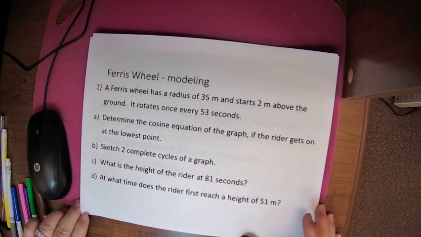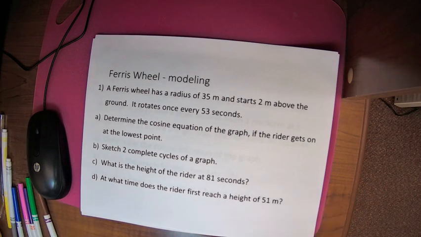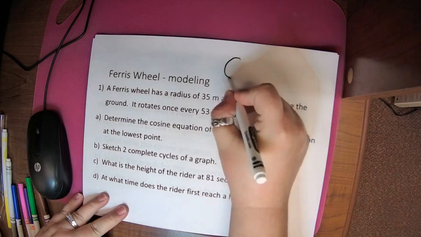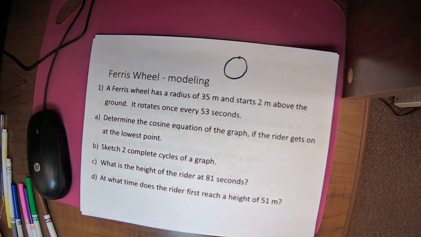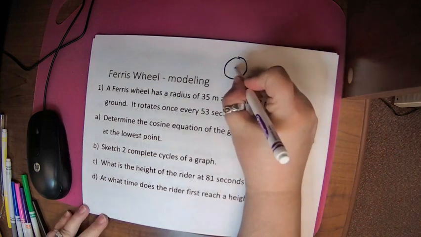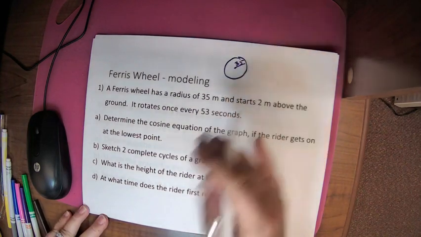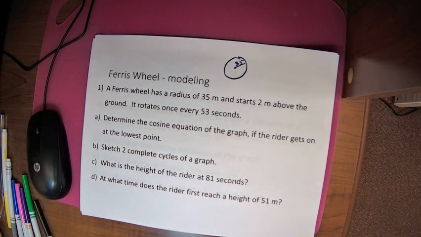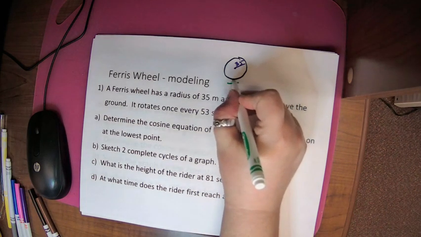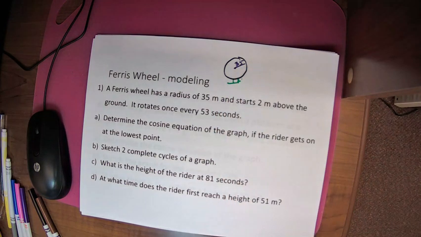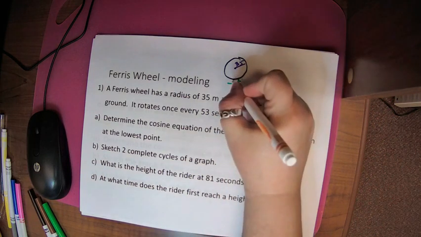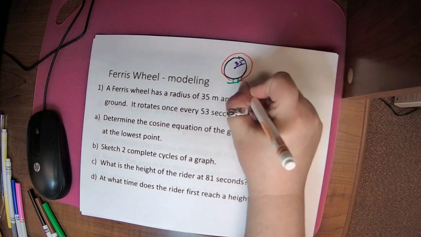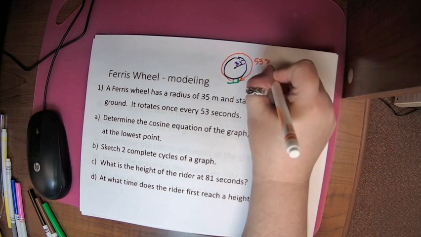Okay, a Ferris wheel has a radius of 35 meters. So I'm going to start again by making a sketch. And the radius was 35, it says. So that means from the center out. Okay, if they say diameter, diameter is all the way across, but radius comes from the center out and starts 2 meters above the ground. So that's kind of like the other guy, 2 meters above the ground. Great. And rotates once every 53 seconds. That means if I start at the bottom and I go zipping around over here, that takes me 53 seconds to get around.